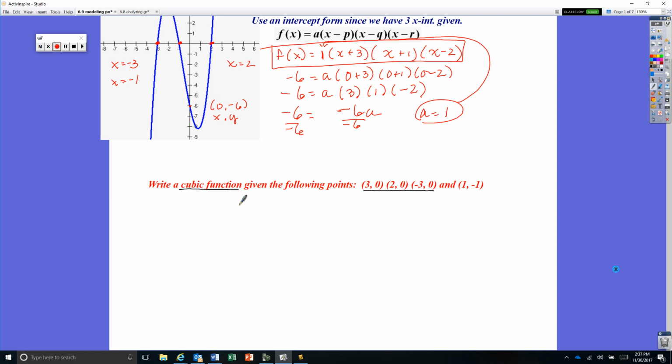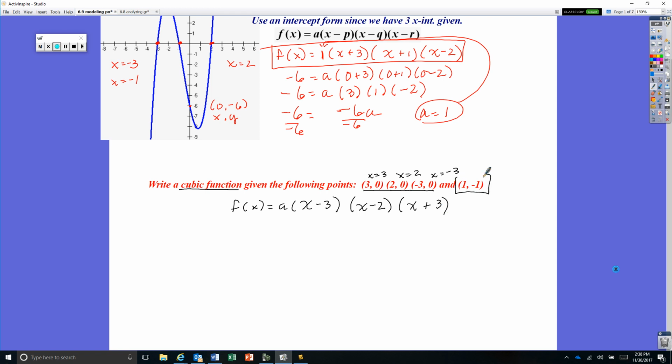So again, I will go f of x equals a, and I should have 3 factors. So if this root is at 3, its factor would be x minus 3. If this root is at 2, its factor would be x minus 2. And if this factor is negative 3, its factor would be x plus 3.